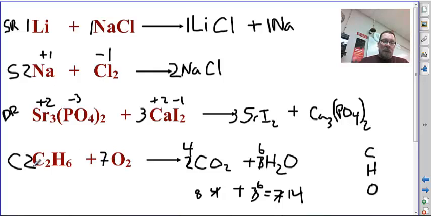So now I have 2 moles of ethane plus 7 moles of oxygen will make 4 moles of carbon dioxide plus 6 moles of water. And if I look closely, I'll see on all of these reactions that I have the same exact number of elements on each side, maintaining my scientific principles of atomic theory.